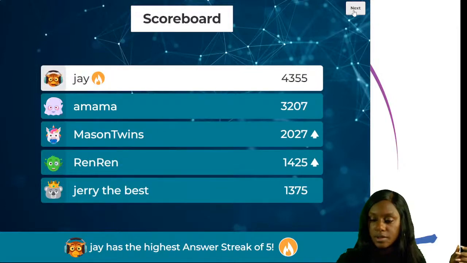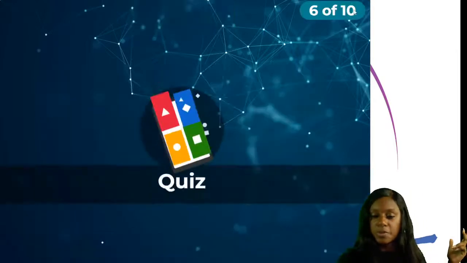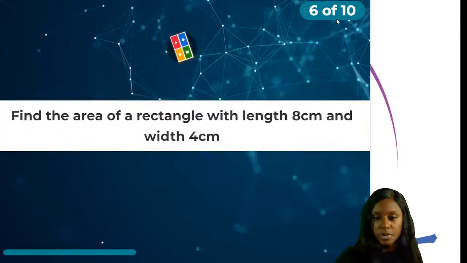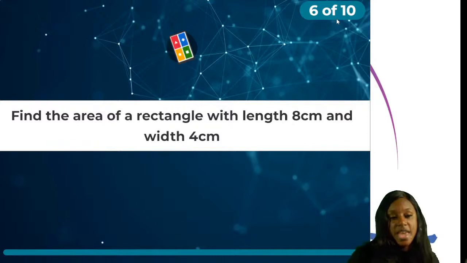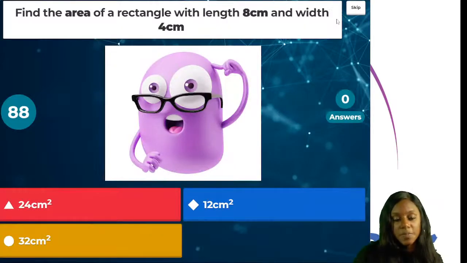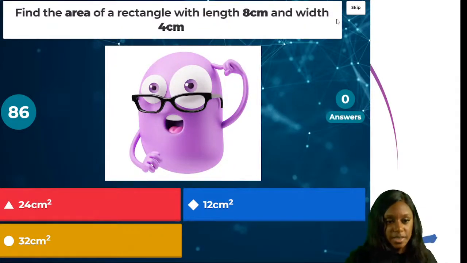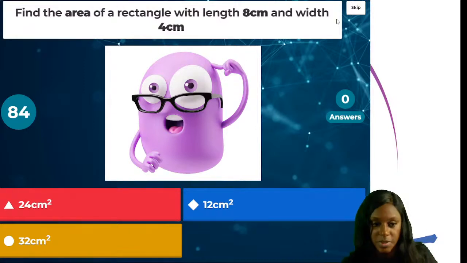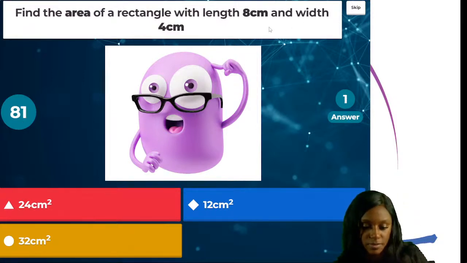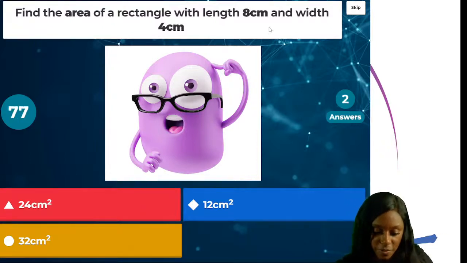Okay. So that's how many of you all here? Okay, so we are number 6 now. Find the area of a rectangle with length 8 centimeters and the width is 4 centimeters. Getting some good stuff today.